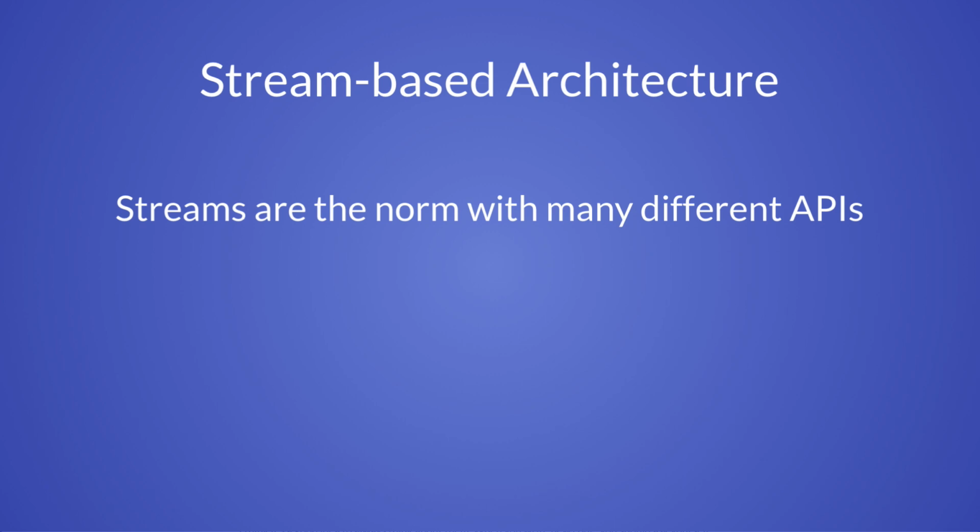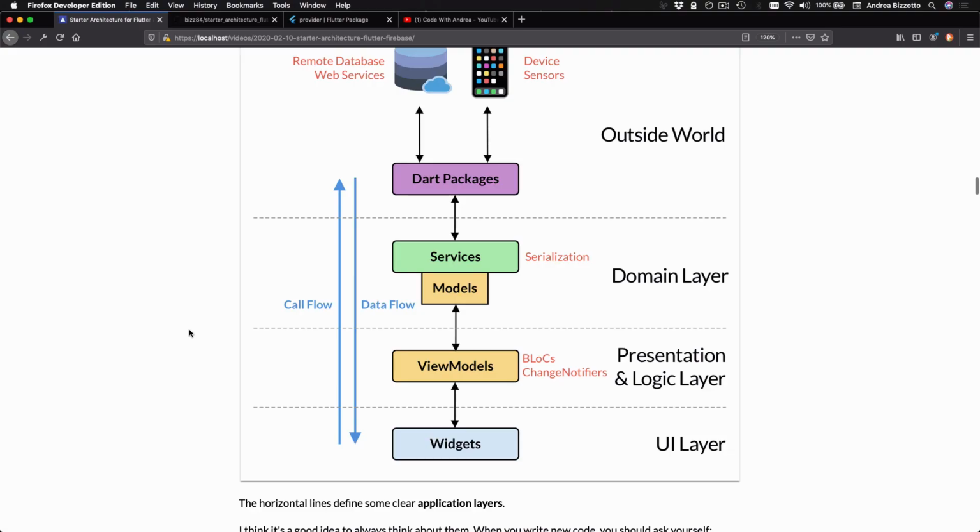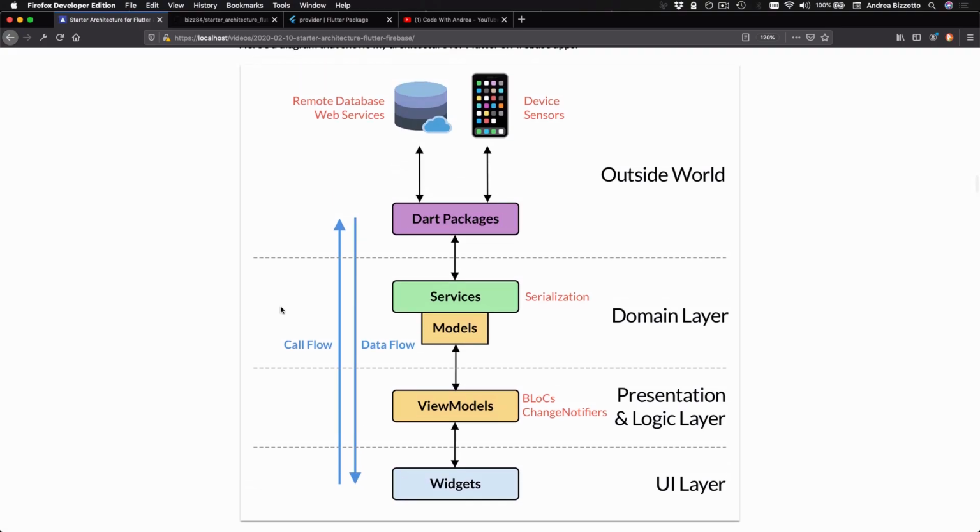So whether you use Firestore or want to get data from your device's input sensors, streams are the most convenient way of delivering asynchronous data over time. In summary, this architecture defines separate application layers with a unidirectional data flow. Data is read from Firebase via streams, and widgets are rebuilt according to the publish-subscribe pattern.